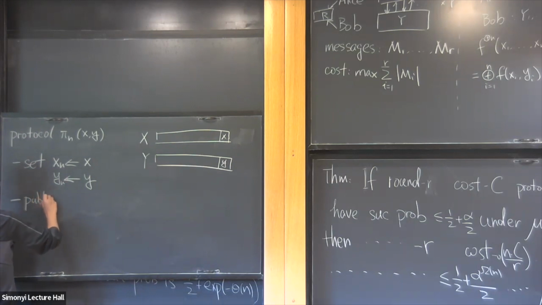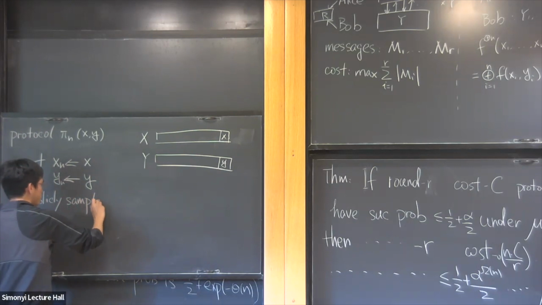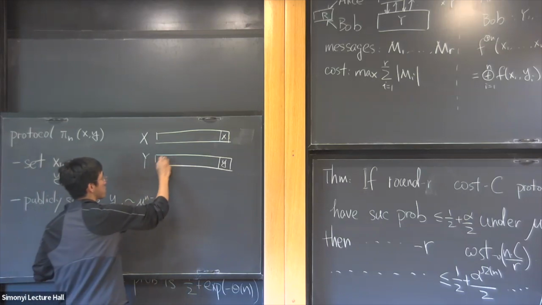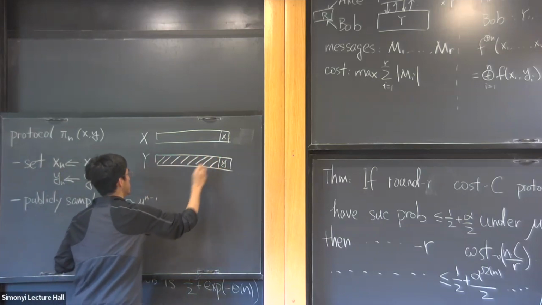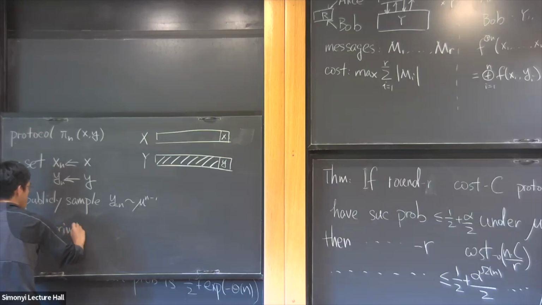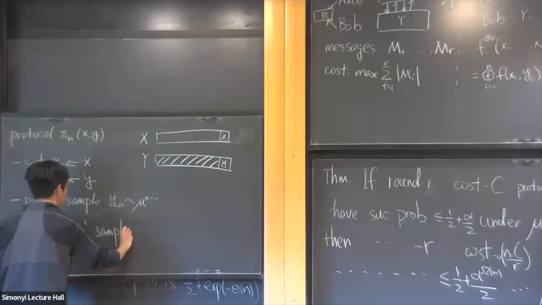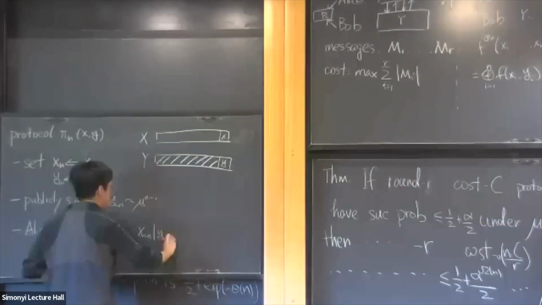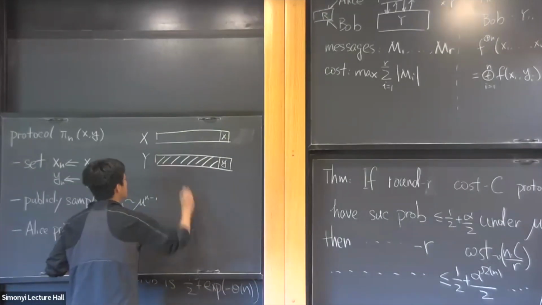So publicly sample y smaller than n from the input distribution. So this part is publicly sampled. And then they let Alice privately sample the first n-1 coordinates of x, conditional on y smaller than n, also from the input distribution. So this will be private.